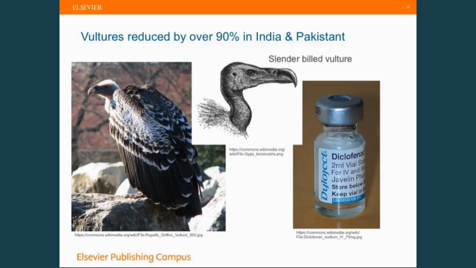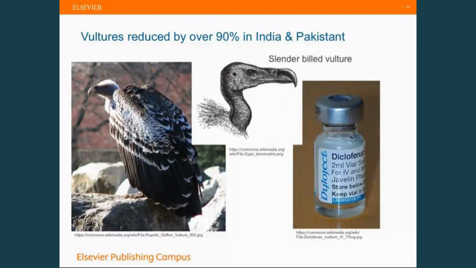Another example, which has been quite dramatic, is a 90% reduction in vulture populations in India and Pakistan. And this was caused by a drug called diclofenac. And this drug is used with humans as well. It can be used as a topical cream that you might put on your back if you've had a bad back or have some muscular or skeletal pains. And it's an anti-inflammatory. It's a non-steroidal anti-inflammatory drug.